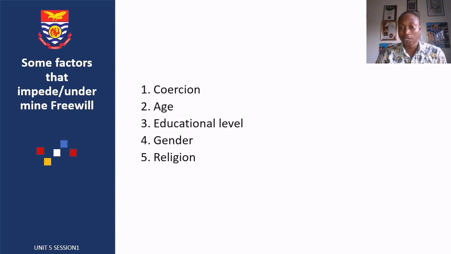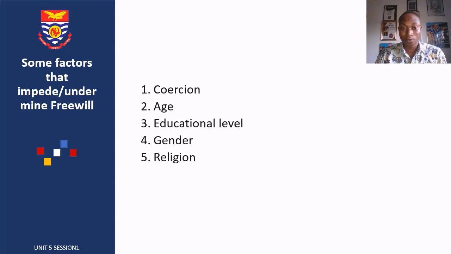Educational level: usually even in the university, there are places where common students cannot enter. For example, we have the senior clubhouse. Students cannot enter there because their educational level does not match that of the senior members in the university. Gender can also impede your free will. You are going to a place and they ask you, who sent you here? Do you not know that this place is only for females? For example, you want to go and use the restroom, you go to the place for males and you are a female, you cannot enter there.